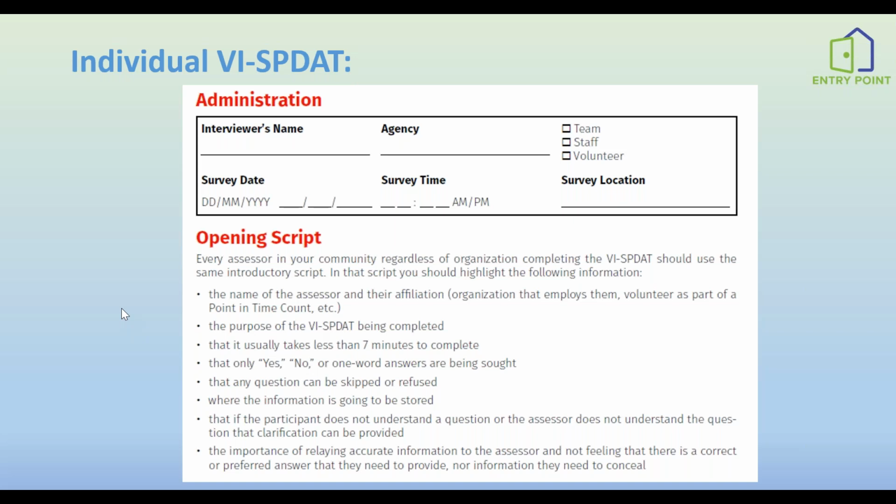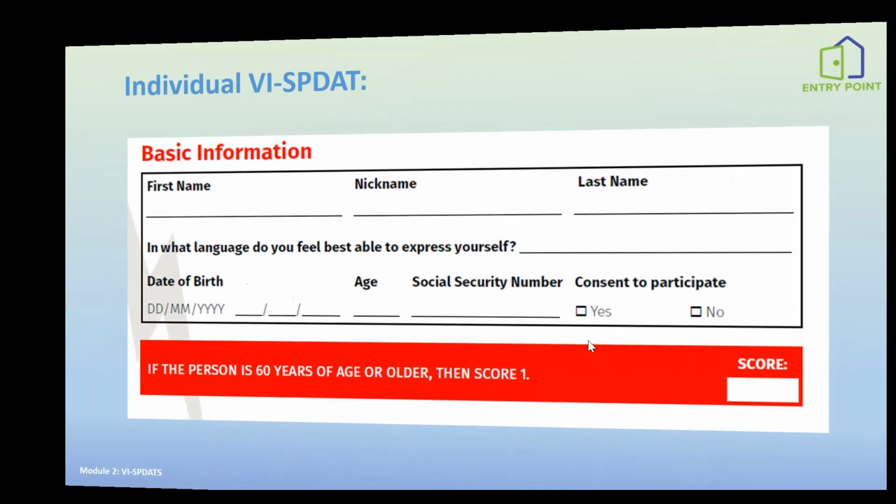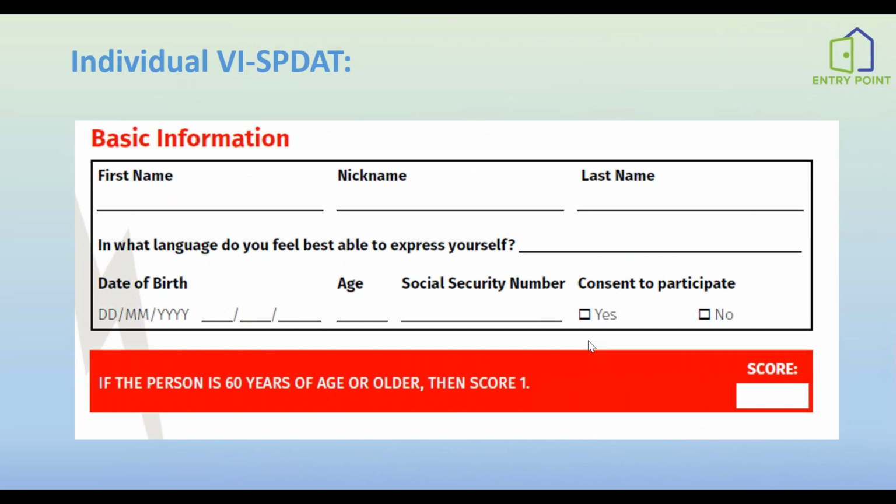If you're interested in more history about the research and development behind the VI-SPDAT, reach out to someone on the coordinated entry lead team, and we will let you know. But the VI-SPDAT was developed by an organization called OrgCode, and you can also look them up and find all kinds of great resources on their website. So that is our preamble about the VI-SPDAT. Now let's look at the questions.